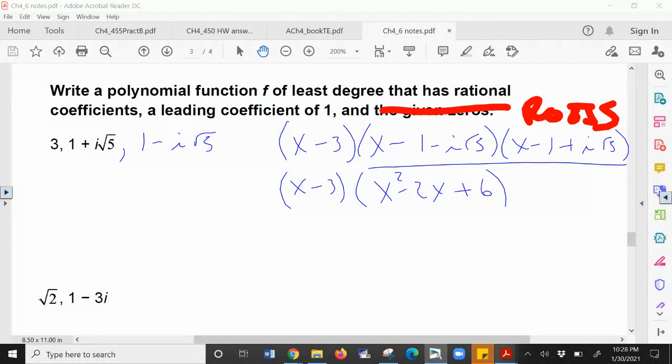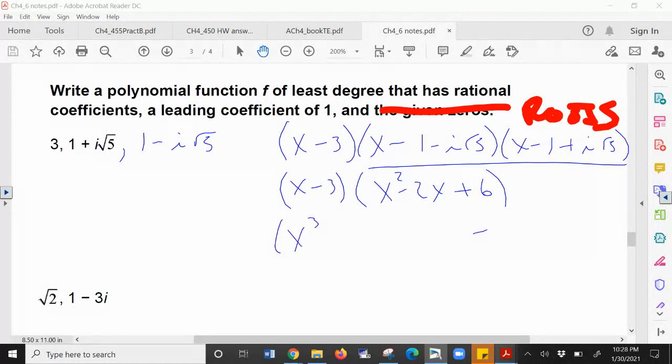Negative i squared is negative 1, that's positive 1, and radical 5 times radical 5 is 5, plus the 1 that was there from squaring the x plus 1. All right, so that's what I get. Now multiply those two together. All right, let's see what you get.